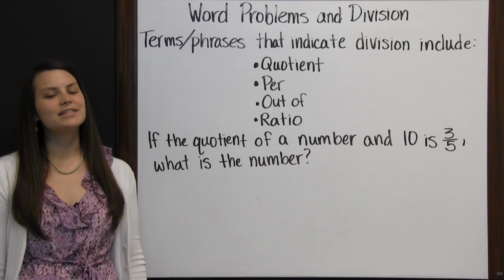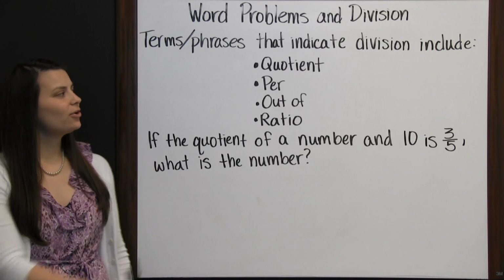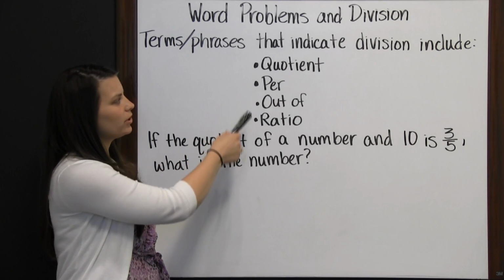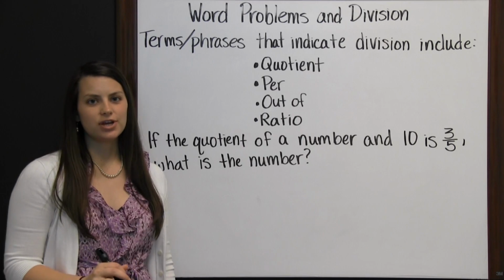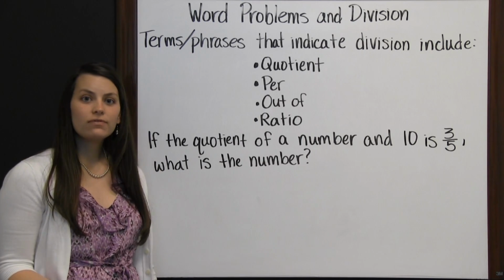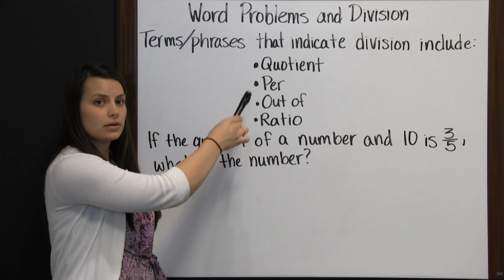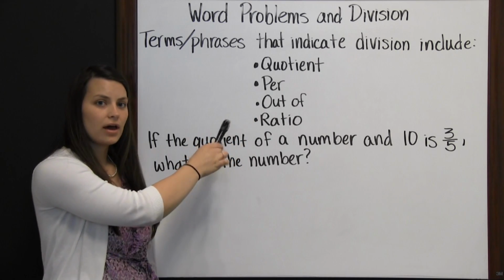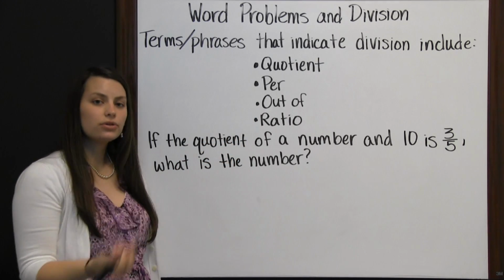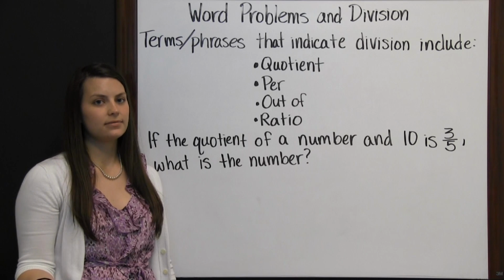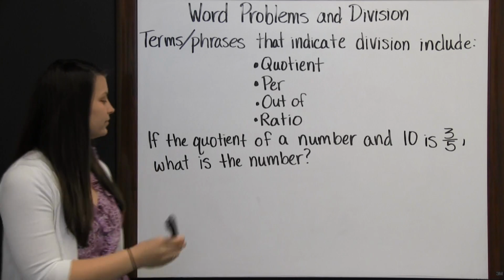Word problems and division. Here we have a list of some words that indicate division. So if you're trying to solve a word problem and you come across the word quotient, per, out of, or ratio, you'll know that you need to divide something. Let's look at an example.